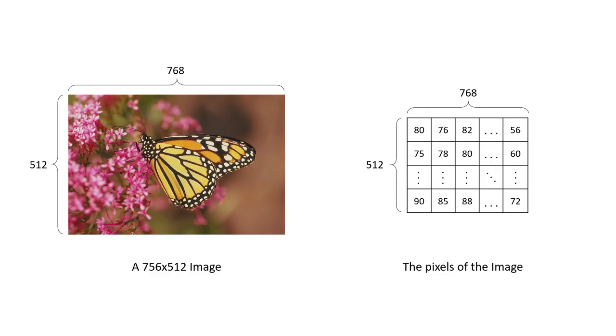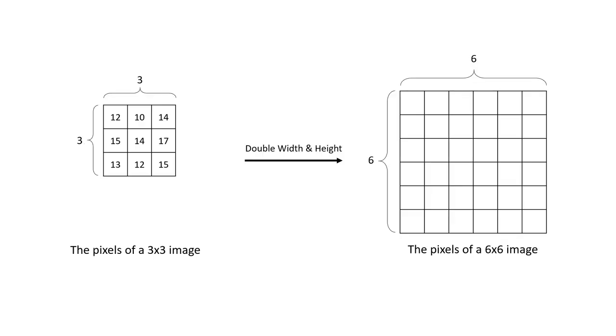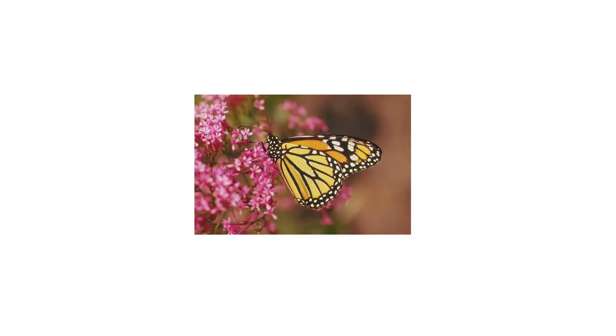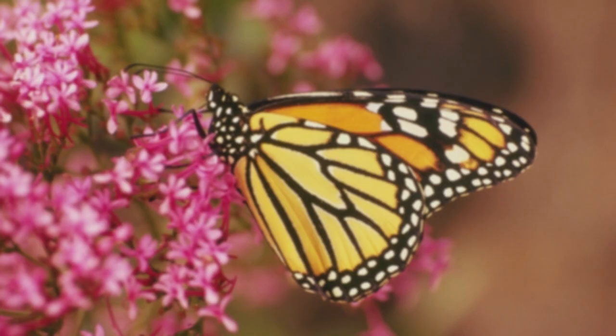You see, images contain only a finite number of pixels. If you try to double the width and height of your image, you would need four times the number of pixels. That's because it's two times for the width and then two times again for the height. So, where are those extra pixel values supposed to come from? When you enlarge an image, it usually just spaces out the original pixel values and then does some kind of averaging to fill in the missing values. But if you've ever tried this, you'll notice that your enlarged image looks kind of blurry.